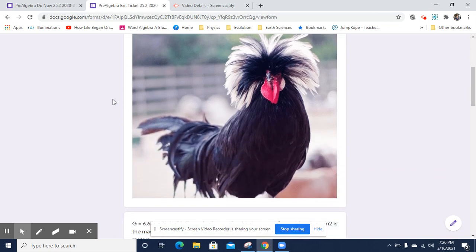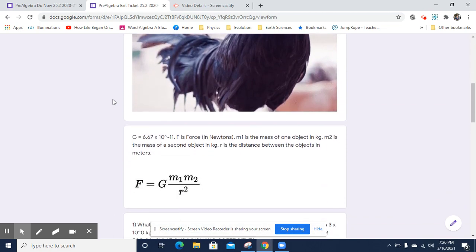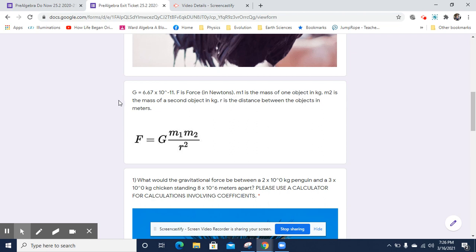And there's a fancy chicken. Looks like a Muppet. And there is Newton's universal law of gravitation, where G is 6.67 times 10 to the negative 11th. F is the force in newtons. M1 is the mass of one object in kilograms. M2 is the mass of a second object in kilograms. And R is the distance between those objects in meters, which is going to get squared in the denominator.